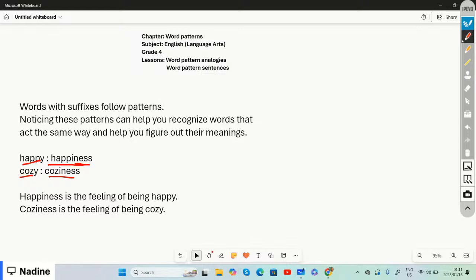So these are basically patterns that they follow. If the one word takes the suffix "ness," then it means that the next word is also going to take "ness." And then we will see how to figure out the meanings and how similar they are. We said happiness is the feeling of being happy, and coziness is the feeling of being cozy. And that basically gives us an idea of what the meanings of the words are. We figured it out, and it's basically similar, especially after our suffix and the pattern that was followed.